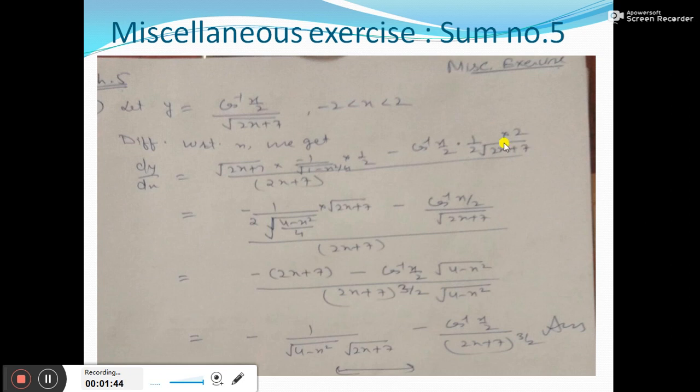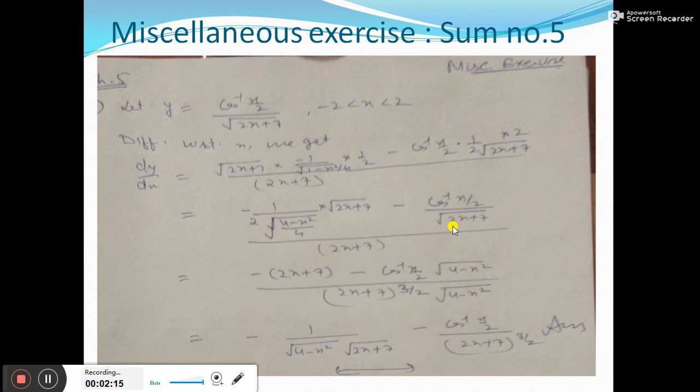Is it clear? Now we have to simplify this. Take the LCM of this. 1 minus x square by 4 becomes 4 minus x square by 4, under the square root, and this 1 by 2 as it is, with the minus sign, into root of 2x plus 7, minus cos inverse x by 2. And this 2 cancels with 2, it becomes root of 2x plus 7. And now we have to simplify this.